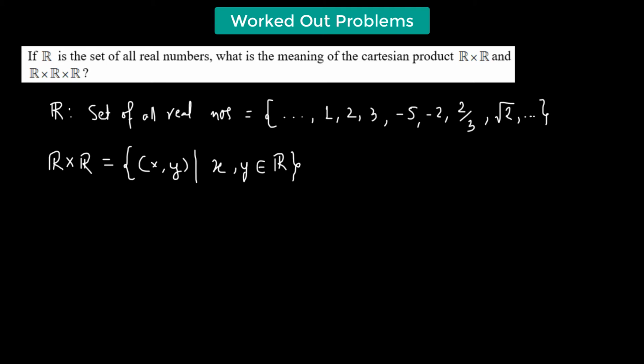So x could be this 3, and square root of 2 could be y. The choice is completely arbitrary, so x has to be a real number. It could be picked from this set and it could be any number.